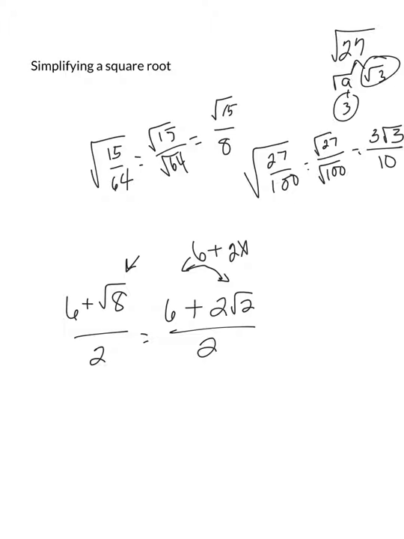So what I can do, though, is I'm taking 6 plus 2 root 2, and I'm dividing that whole quantity by 2. It's the same thing as saying I'm going to take 6 divided by 2 plus 2 root 2 divided by 2. Now you can see you can simplify these. So 6 over 2 reduces to 3 plus 2 root 2 over 2. The 2's are going to simplify out, so you're going to be left with root 2. So 3 plus root 2 is this in its simplest form.